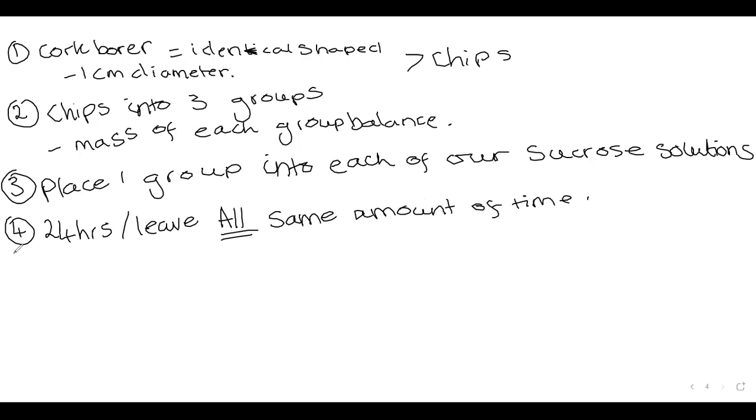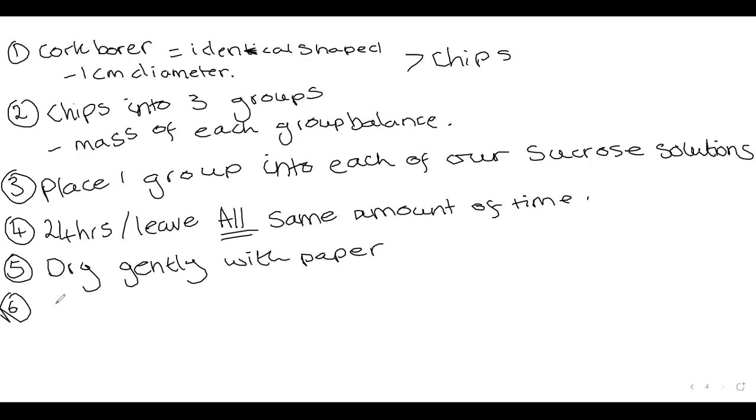You're going to then dry them with a bit of paper towel. And these are the different sucrose solutions that you've made using your serial dilution or using your scale factor. And then number 6, we're going to record the mass, and we're going to find out the change in mass for each group.